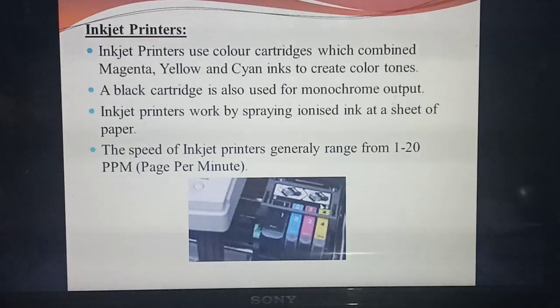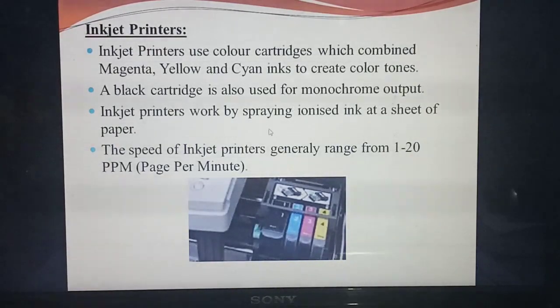Inkjet printers have color cartridges. Color cartridges mean color print. If you need to take a color printout, you need to use inkjet printers. The color cartridges are magenta, yellow and cyan. See these three colors in the picture for the inkjet printer. These three colors combine together and create one color tone. If you need black, a black cartridge is also there inside. To take a black printout, the black cartridge is used, that is monochrome. Monochrome means black and white.